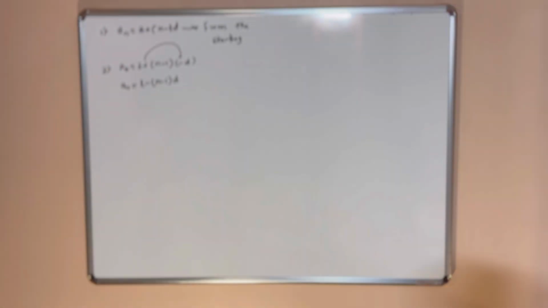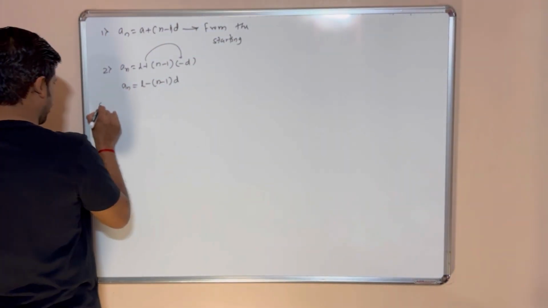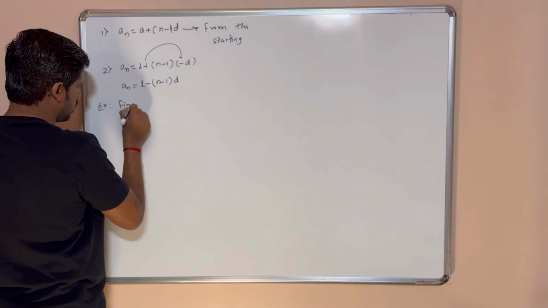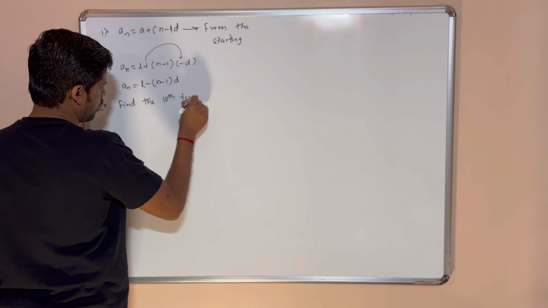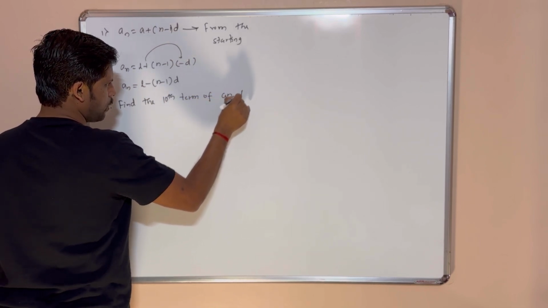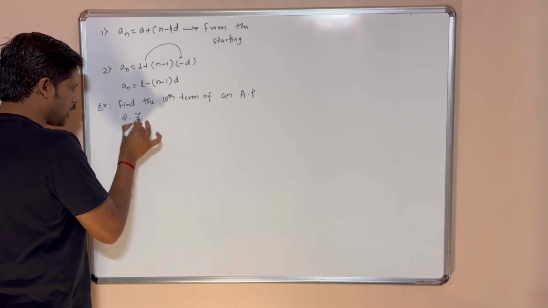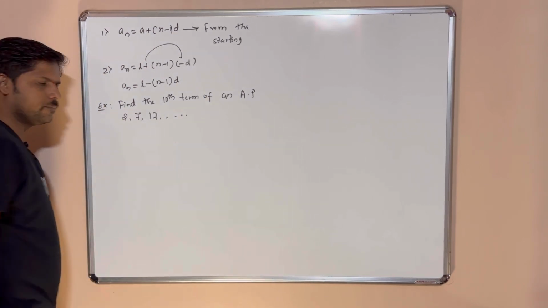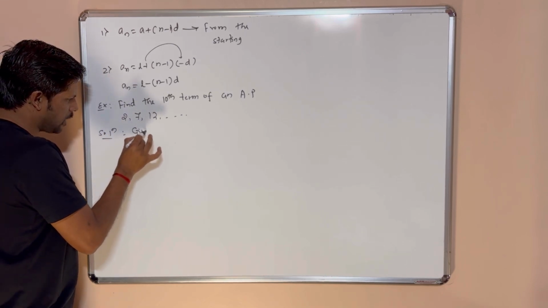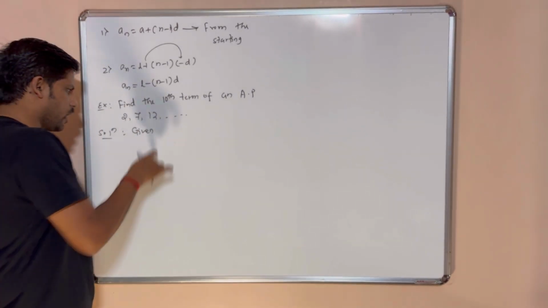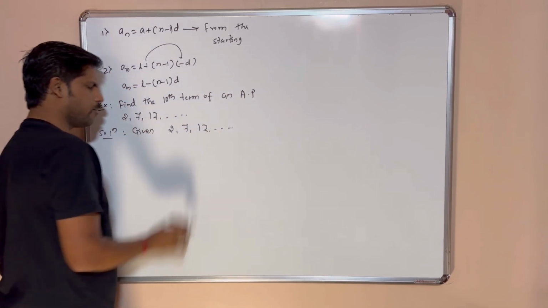Okay. Now, first one, example: find the 10th term of an AP. AP means arithmetic progression: 2, 7, 12 and so on. Here given is solution. First analyze the problem. What is given? Write it down. Given 2, 7, 12 and so on.